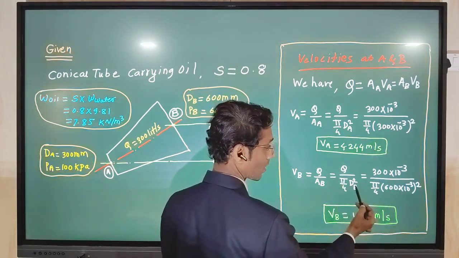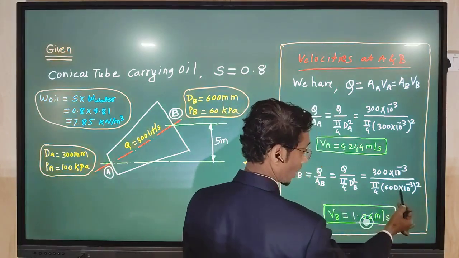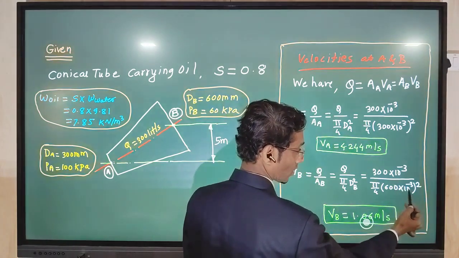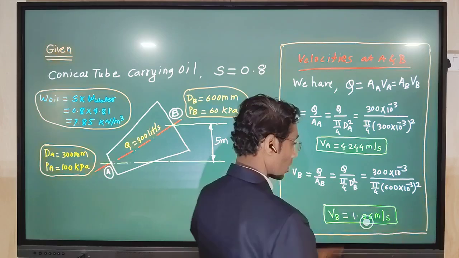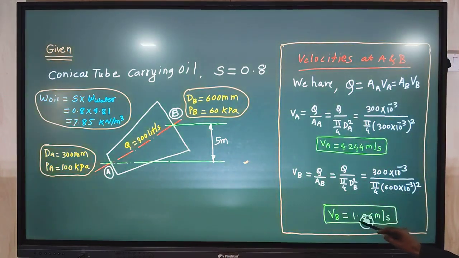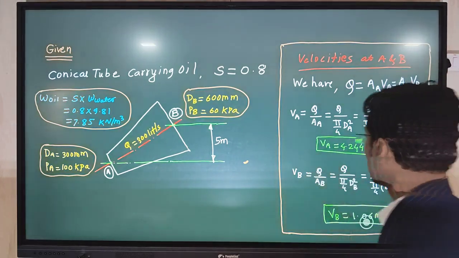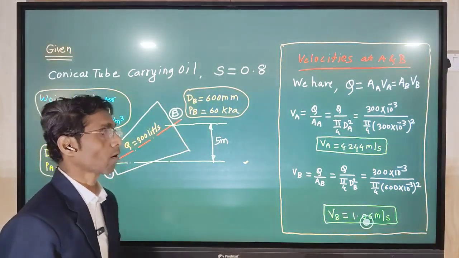in a bracket, diameter B value. This is in mm, here we write in meter. For this we do the conversion already discussed, then square. Doing this calculation, we get the value of VB, velocity at section B. Now we use this velocity in the further steps of the problem.